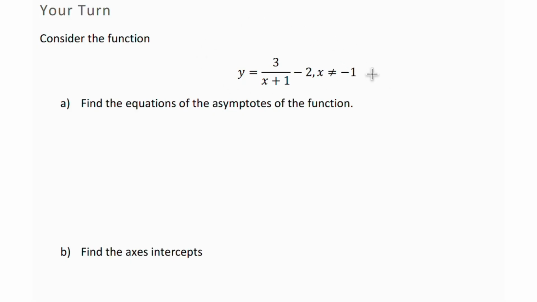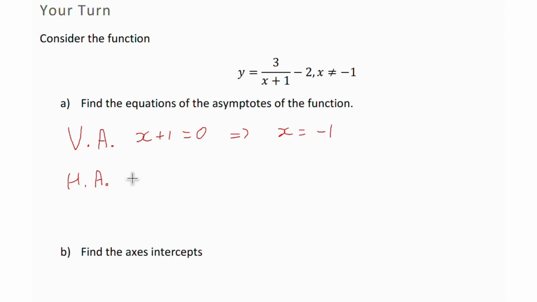Consider this function, y is equal to 3 over x plus 1, take 2, where x is not equal to negative 1. Find the equations of the asymptotes. So first of all, the vertical asymptote is when the denominator, in this case x plus 1, is equal to 0, which means that x is equal to negative 1.